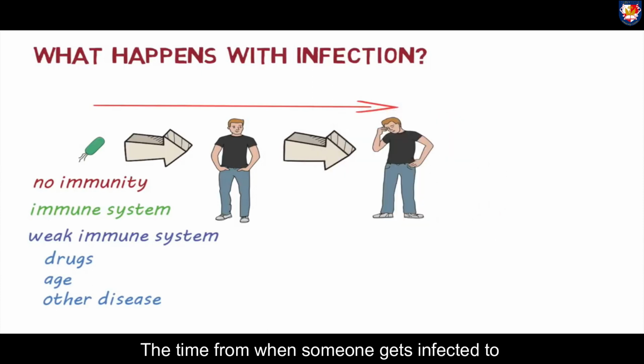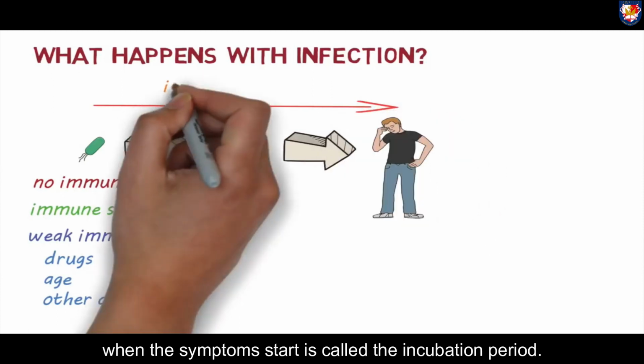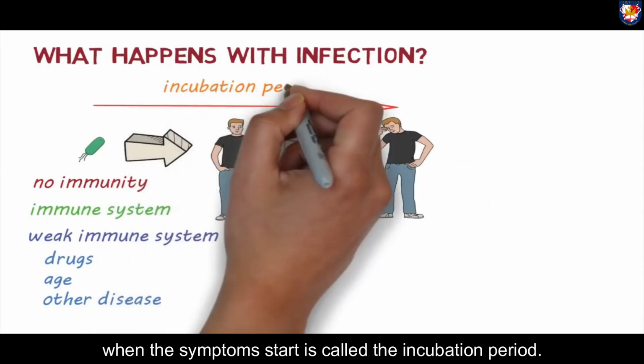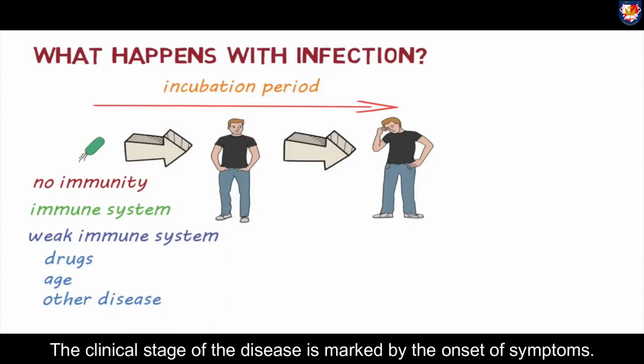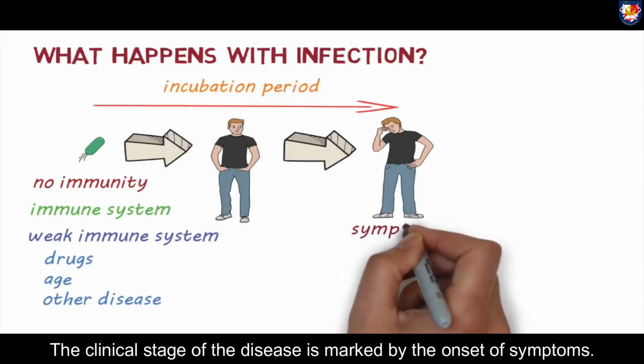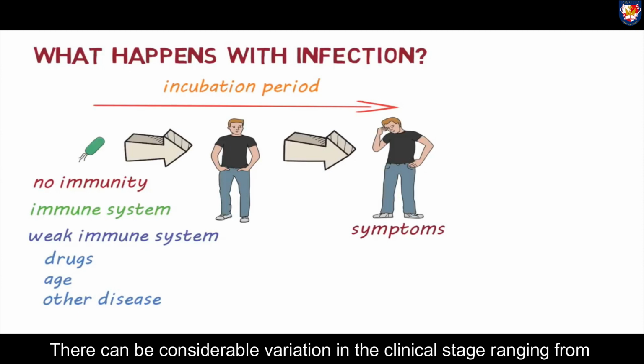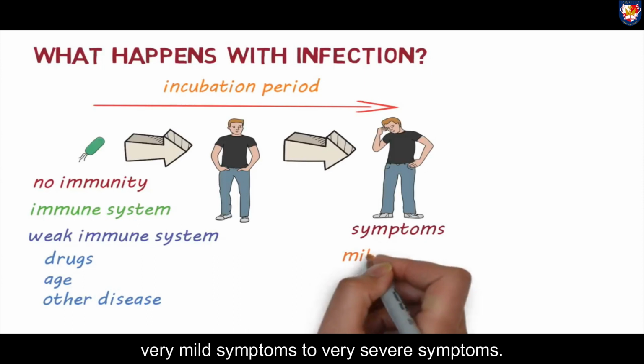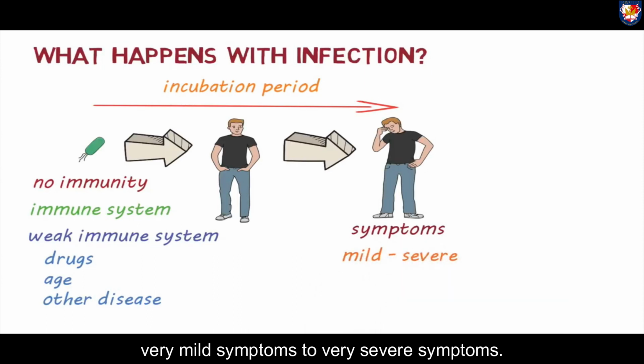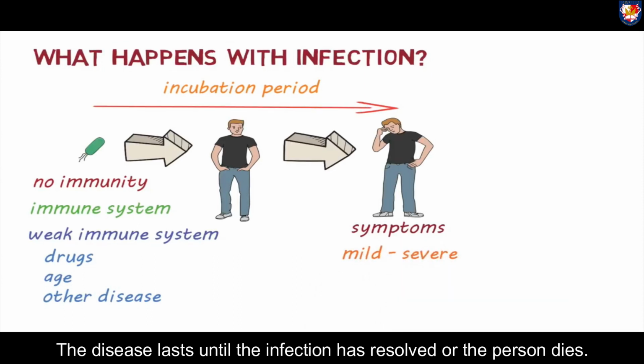The time from when someone gets infected to when the symptoms start is called the incubation period. The clinical stage of the disease is marked by the onset of the symptoms. There can be considerable variation in the clinical stage, ranging from very mild symptoms to very severe symptoms. The disease lasts until the infection has resolved or the person dies.